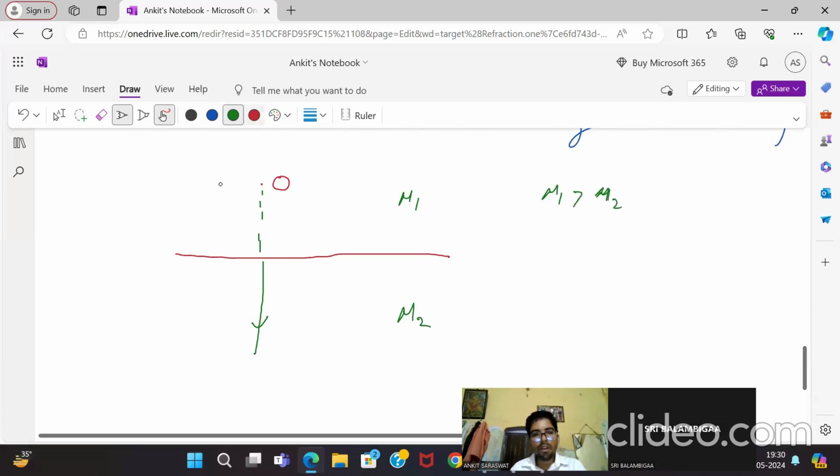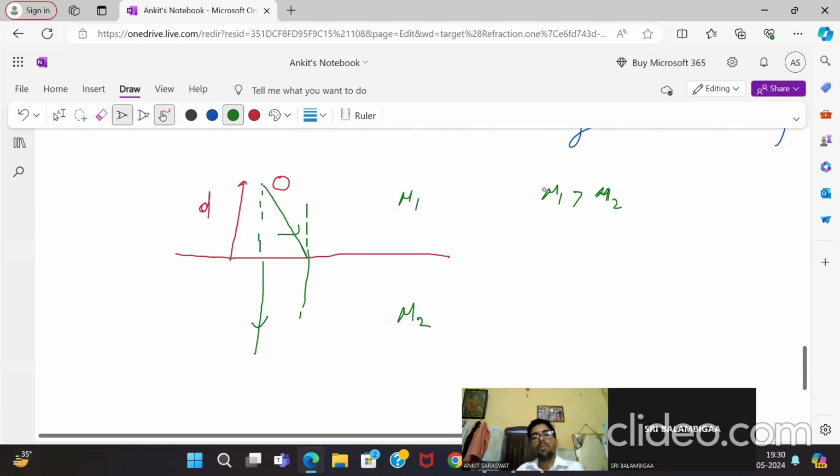Now what is the meaning of real depth? This is the real depth of this object from the interface. That is D. Next ray you will draw like this. Since mu1 is more than mu2, which one is rarer and which one is denser? Tell me.